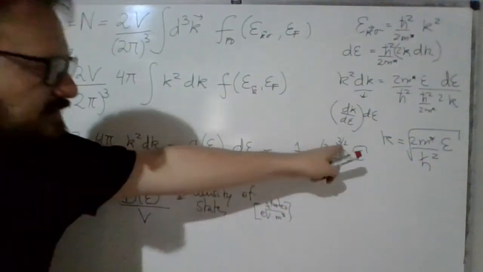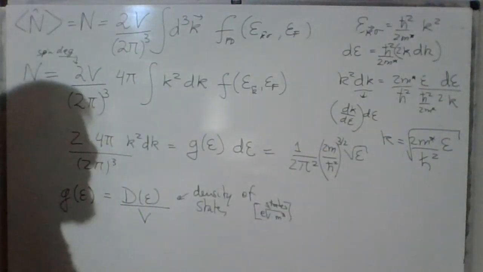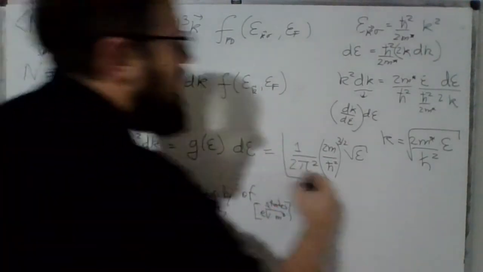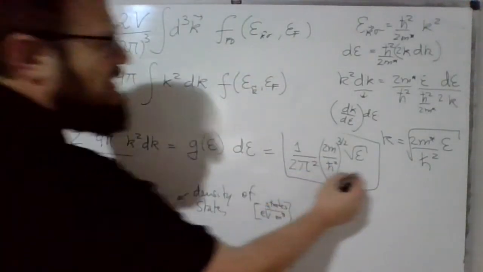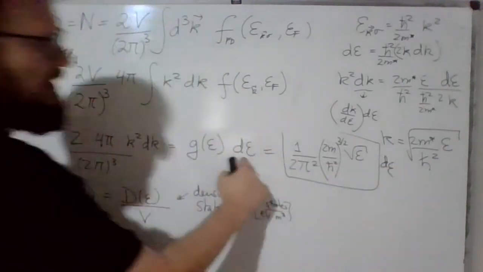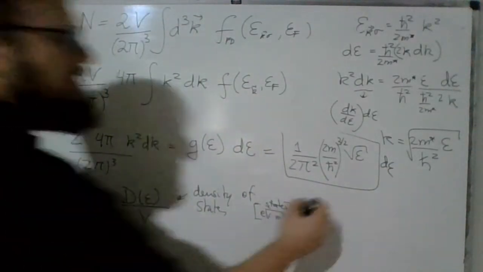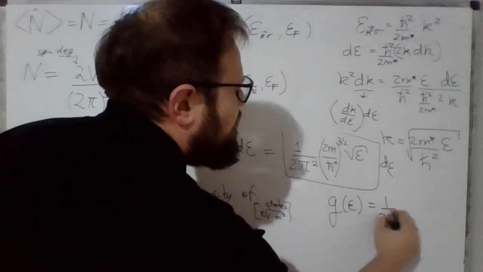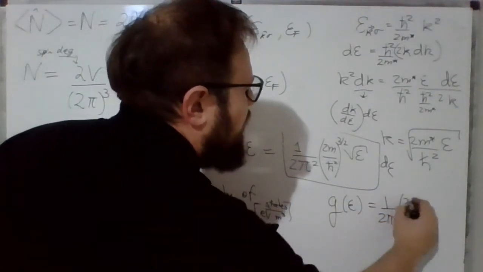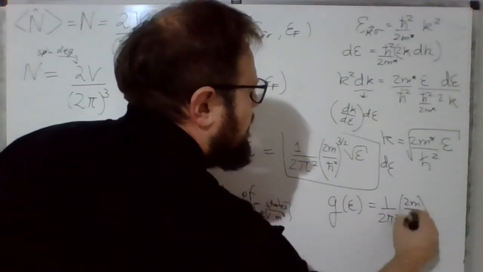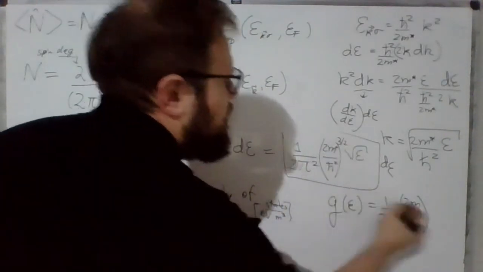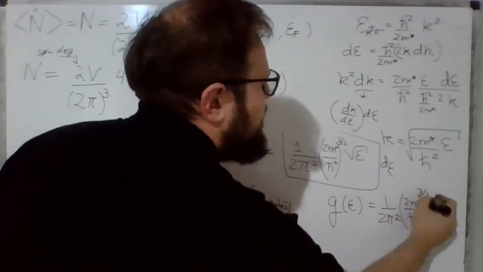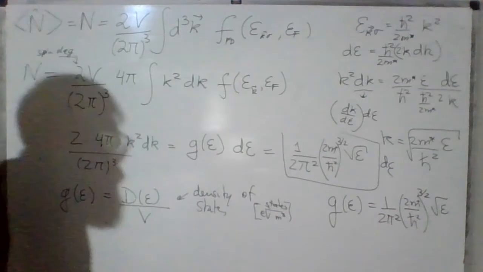So you have a 3 halves here. Okay, so this is the density of states. Just keep that in mind. This is the density of states times the, okay, times the. So the G of E is equal to 1 over 2 pi squared, twice the mass, the effective mass of course, over h bar squared to 3 halves, square root of energy, right?